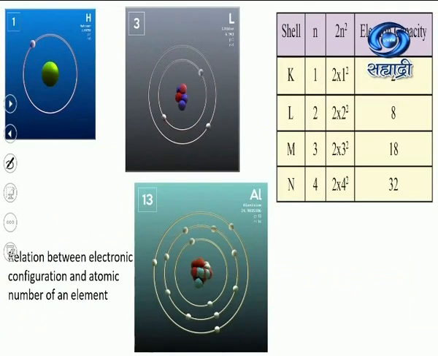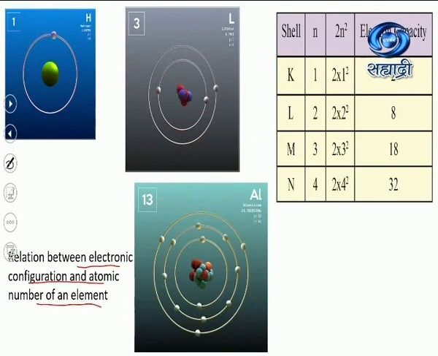As we have discussed, this periodic table is based on atomic number. As you can see here, hydrogen has atomic number 1, helium atomic number 2. Now, how to write electronic configuration, we have learned in our previous standard. So what is the relation between electronic configuration and atomic number of an element? In this picture, you can see the electronic configuration of hydrogen, lithium and aluminium. The nucleus is at the center and electrons are revolving around the nucleus in different shells.